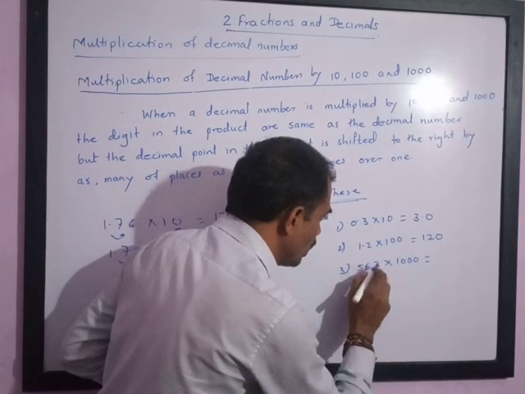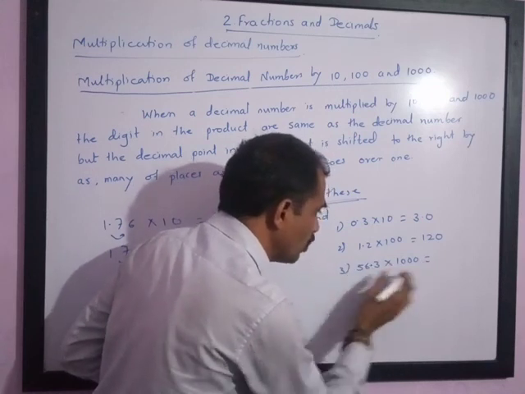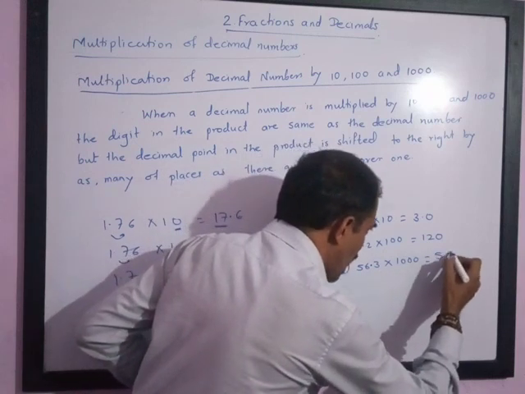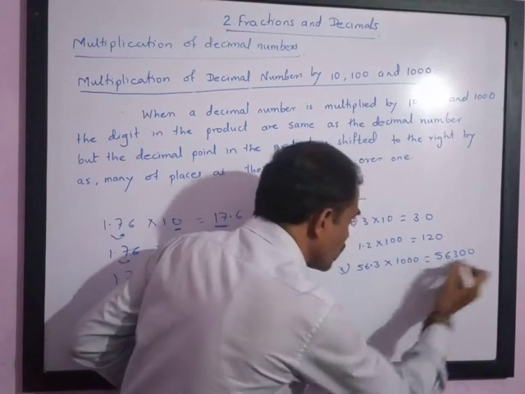Now here it is 56.3. We have to multiply by 1000, so we have to shift 3 places. So this will be 56300. So the answer is 56,300.